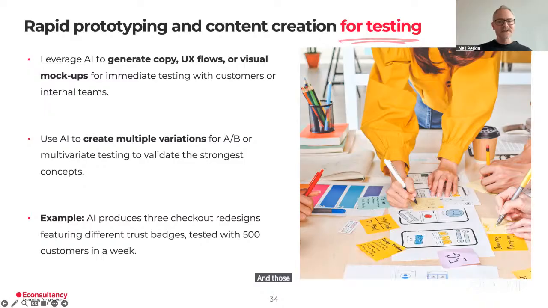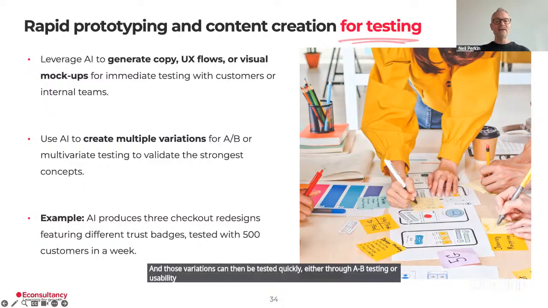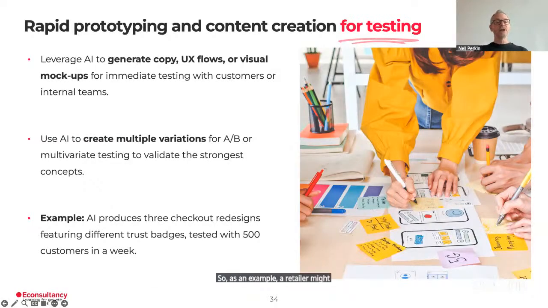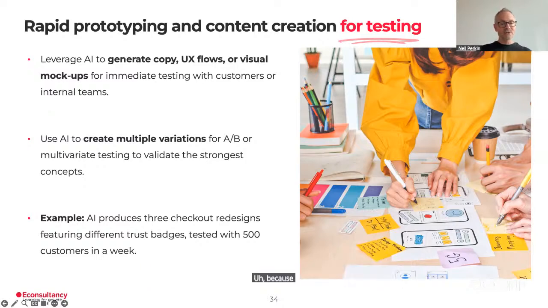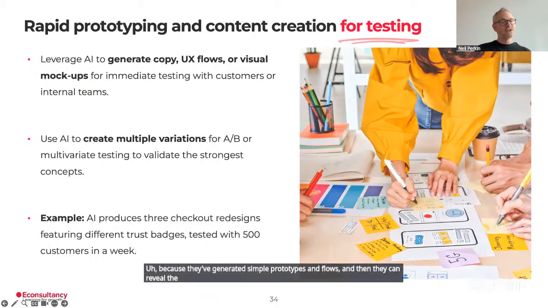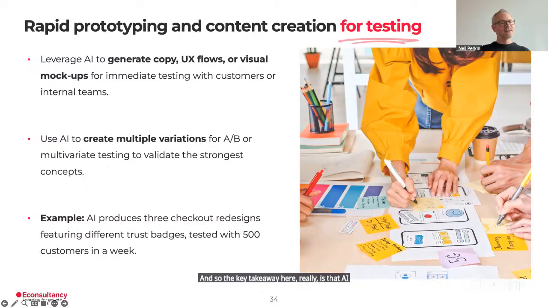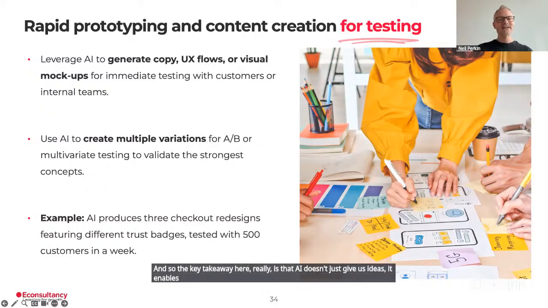And those variations can then be tested quickly, either through A/B testing or usability studies, and the results then fed back into the AI for further iteration. So, as an example, a retailer might generate 3 alternative checkout flows with different trust badges, different options, test them with 500 customers in a week because they've generated simple prototypes and flows, and then they can reveal the design which reduced abandonment the most. And so the key takeaway here really is that AI doesn't just give us ideas, it enables us to test and also to validate them faster than we could before.